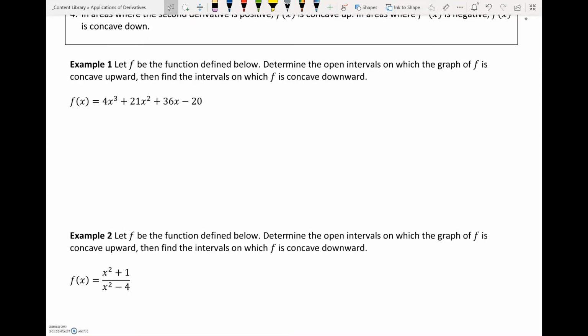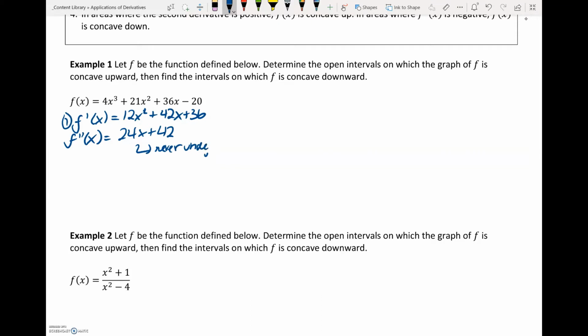So the first thing we're going to do is find the double derivative, but before we can do that, we need to find the first derivative. So we're going to use our power rule here. This is 12x squared plus 42x plus 36. And then now we'll do the double derivative, which is 24x plus 42. Now take a note that this function is never undefined because it's a linear equation.